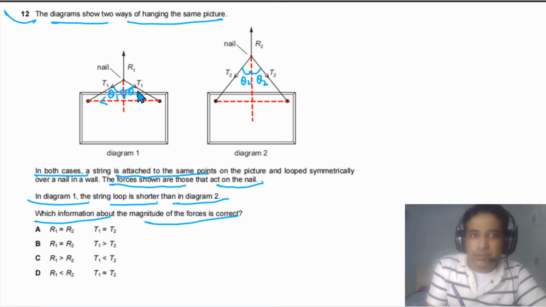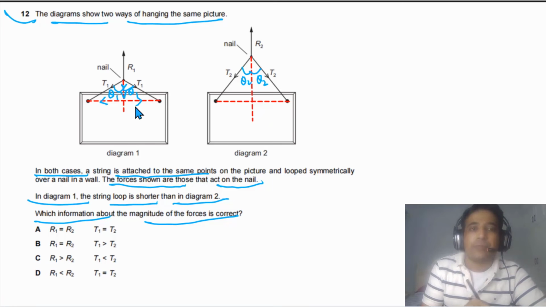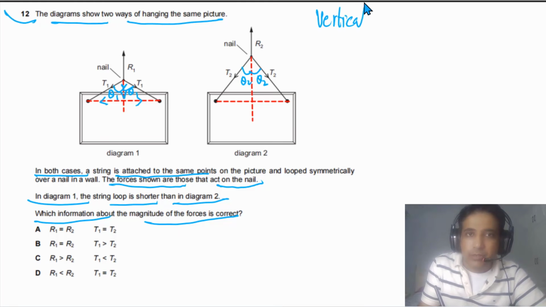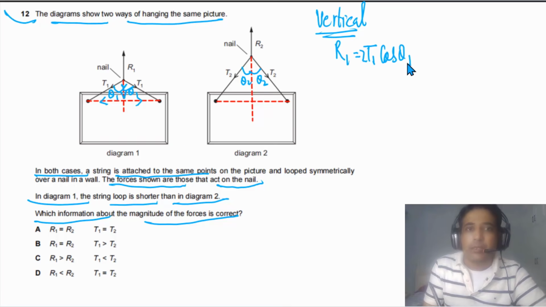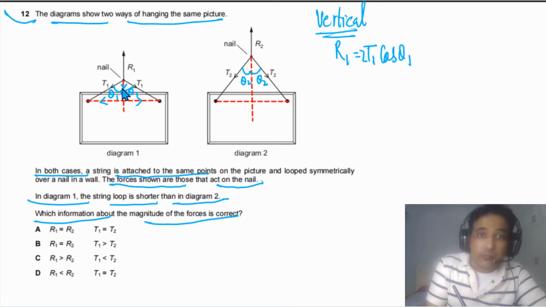And if we resolve this T1, one of its components will be acting vertically downwards and one will be acting to the right. So if we resolve along the vertical, R1 in this case has to be equal to 2 times T1, or simply we can say 2 times T1 cosine of theta 1, because this component is with angle.